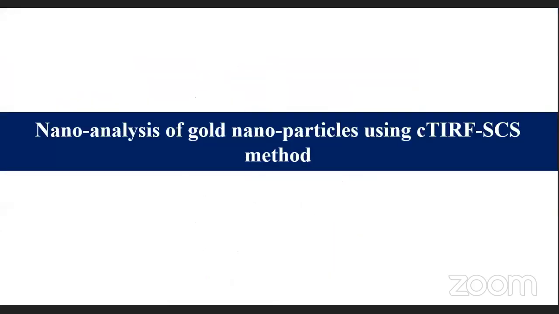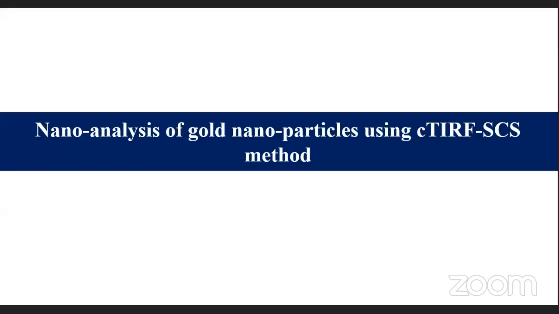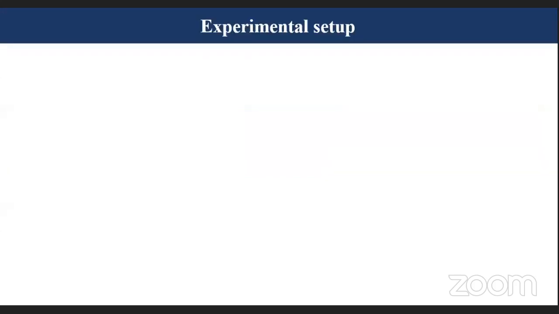If we move on further, how can this setup be used further in science? It can also be used for nano analysis of gold nanoparticles, or maybe single molecule study. FCS, fluorescence correlation spectroscopy, is one of the methods used for observing the diffusion or diffusivity of very small nanoparticles. We tried using our device.